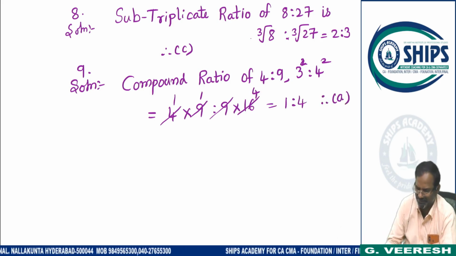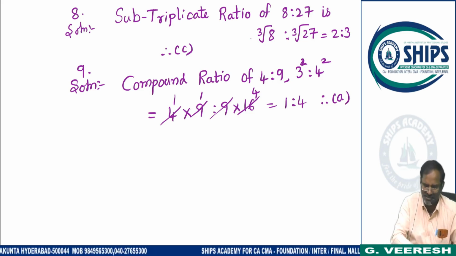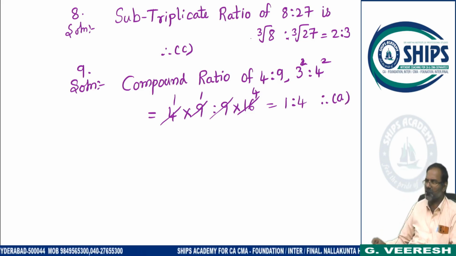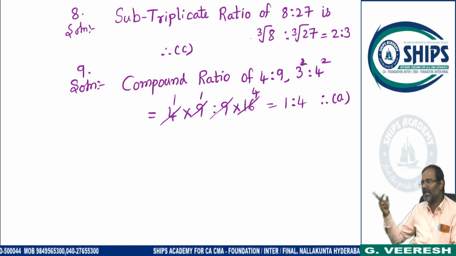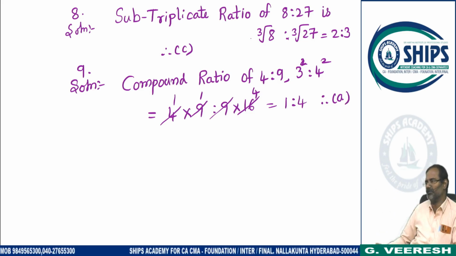Clear? Like that, 8th and 9th. Subtriplicate means cube root. It's compound ratio of first one 4:9, then again duplicate of the second ratio, then combine. Okay? Clear?